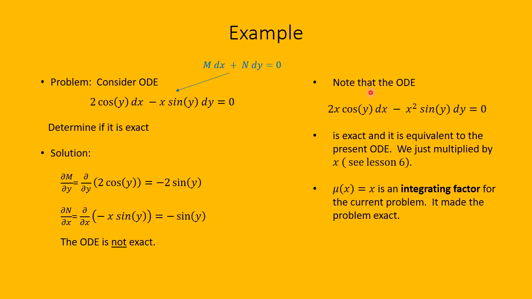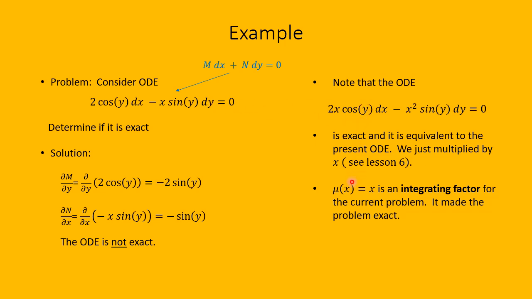But note that if I just multiply both sides of this equation by x, we get 2x cos y dx - x squared sin y dy = 0. And this equation is exact. We saw that in the previous lesson. Also, this equation is equivalent to this one over here. All we did was multiply both sides by x, so as long as x is not 0, they are equivalent.